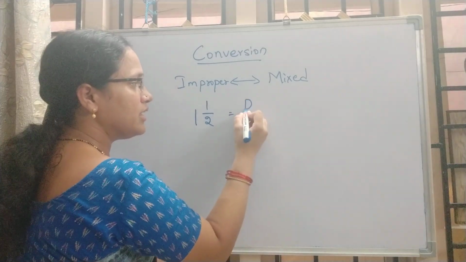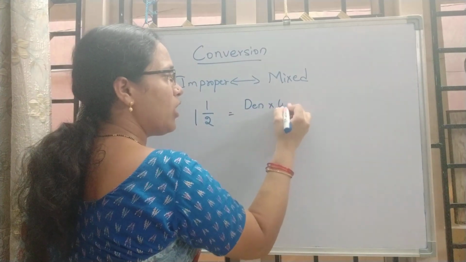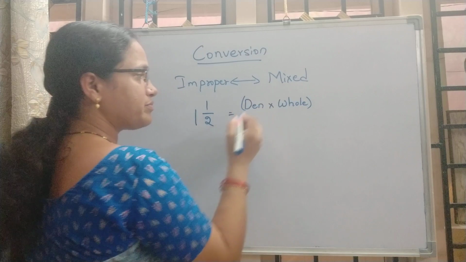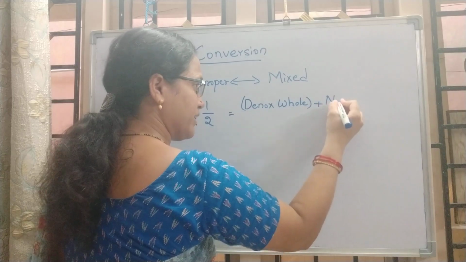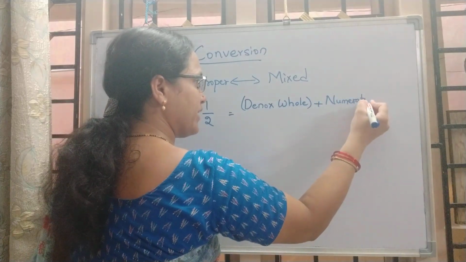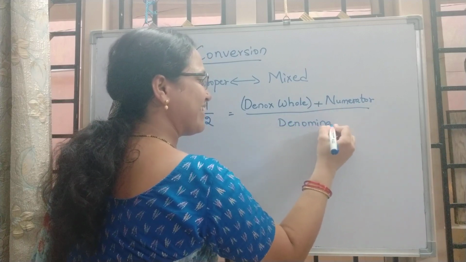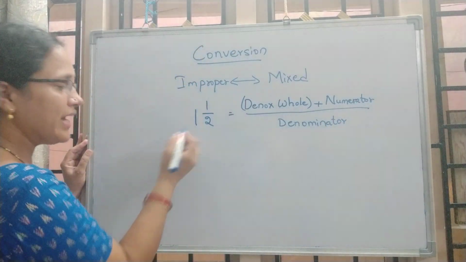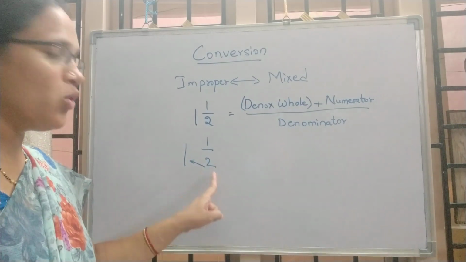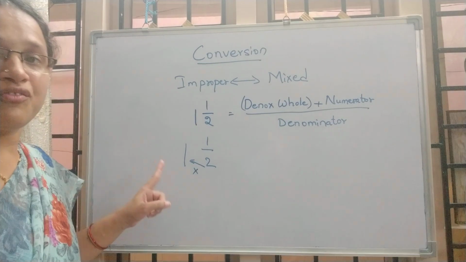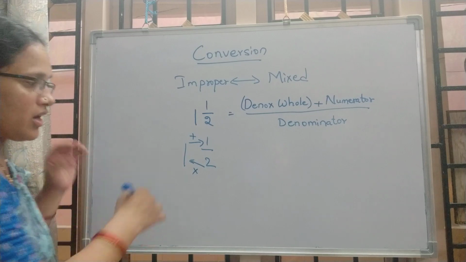So from the numerator, what should you do? Denominator. The denominator into the whole number plus numerator by denominator. Oh, it's like a game. Yes. So when you get a number like this, split it nicely. That means from down to left, multiply, and to that product you should add the numerator. Now I will write and show you.